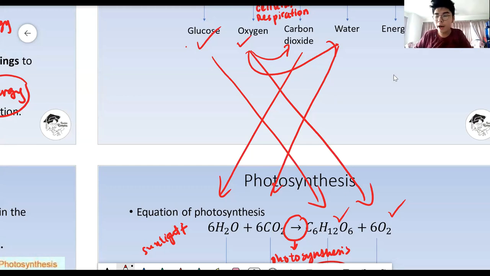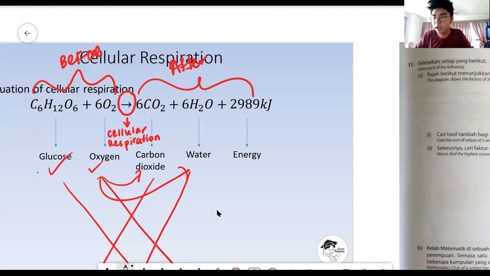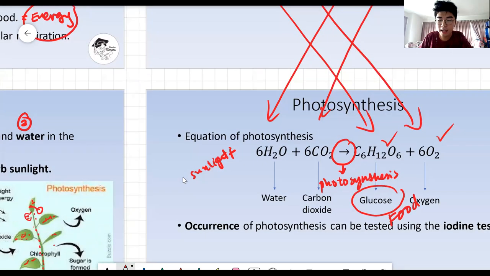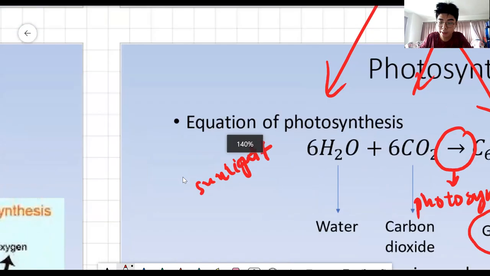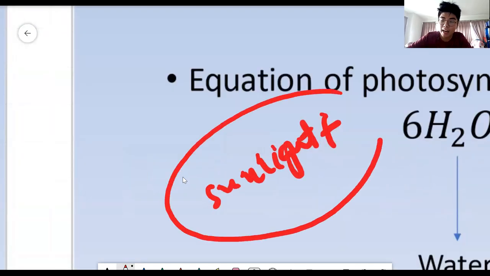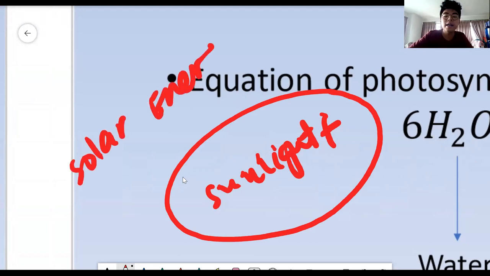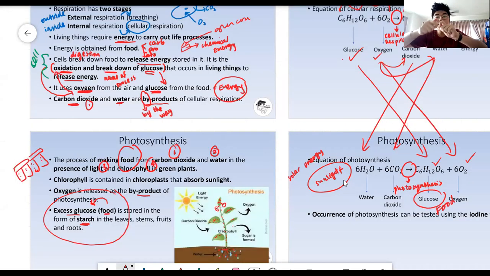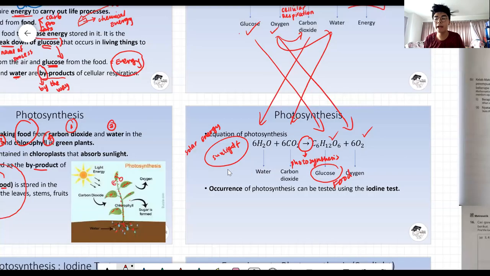You argue: Cikgu ni cakap songsang lah, tapi sini ada energi, sini tak ada energi. Why? Sunlight, tenaga cahaya matahari. Solar energy. So, it is true that the relationship between photosynthesis and cellular respiration is a reverse, or we call it inverse relationship. Okay, hubungan yang amat rapat.